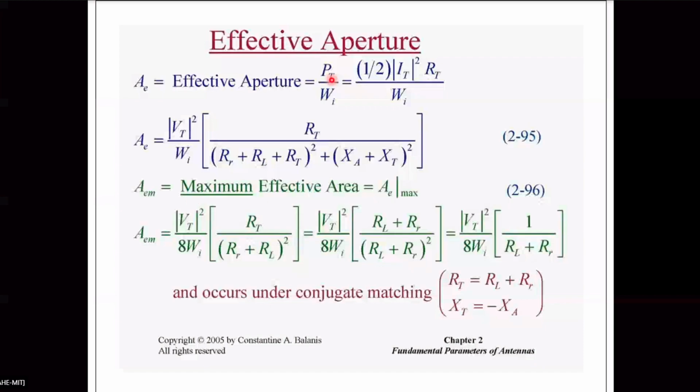When PT is maximum, we get maximum effective aperture. When is PT maximum? Under conjugate matching. PT is maximum under conjugate matching. Have you understood? Yes, sir. So AEM, maximum effective aperture or maximum effective area, is BT square by 8 WI for conjugate matching. So all of you got this expression.